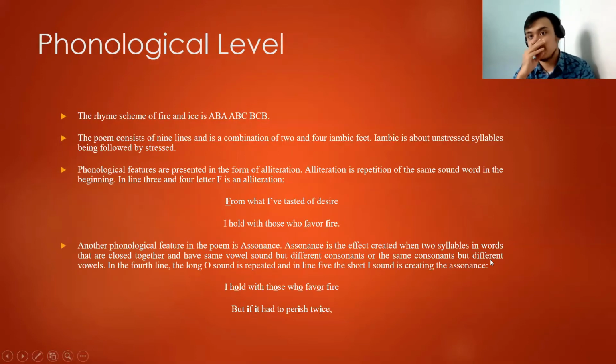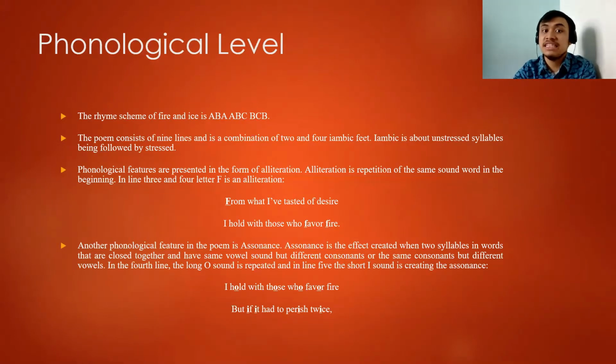Next up, we have the phonological level. The phonological level aims to deal with sounds. The rhyme scheme of the poem Fire and Ice is ABA, ABC, BCB. Later, I would like to explain it further at the end of the phonological level analysis. The poem consists of 9 lines, a combination of 2 and 4 iambic feet. So it's either got 2 feet or 4 feet in the poem. This will be explained later. It is about unstressed syllables being followed by stressed ones.